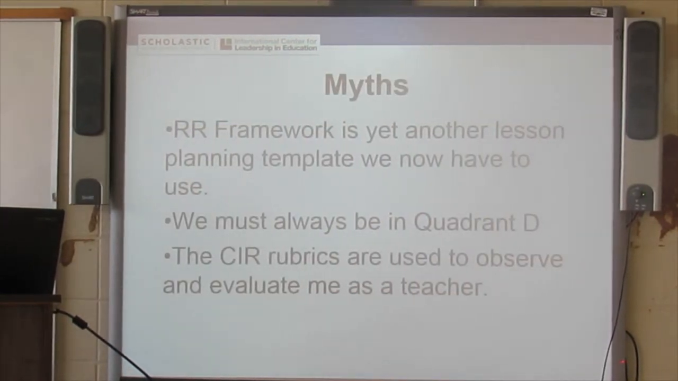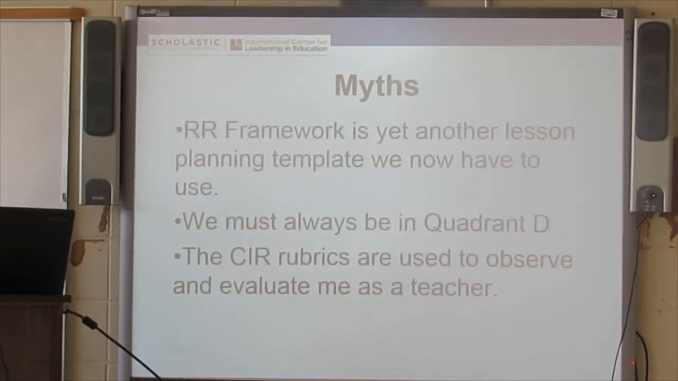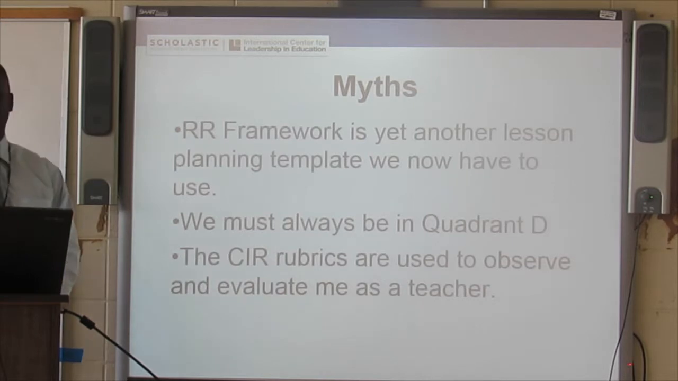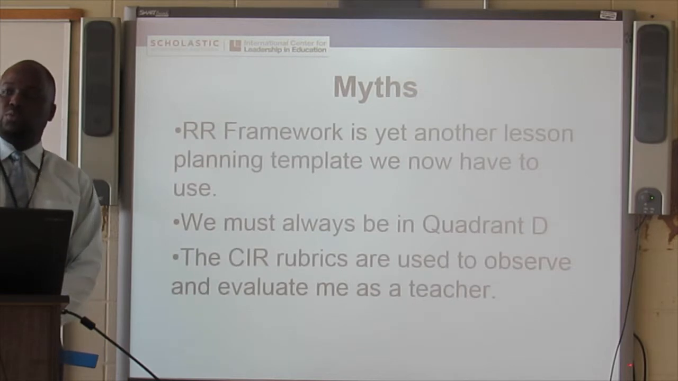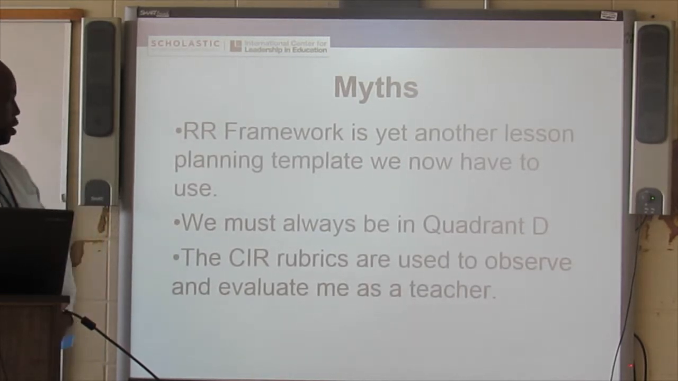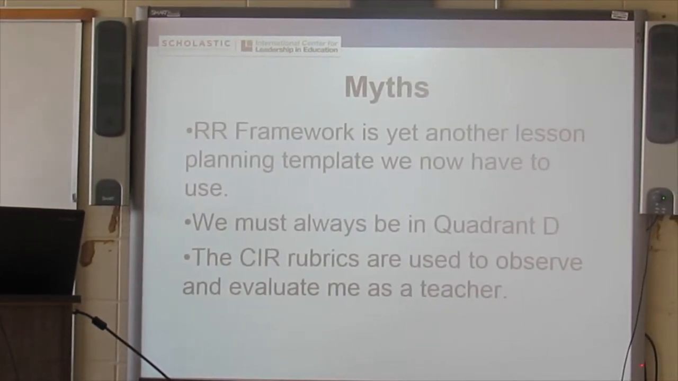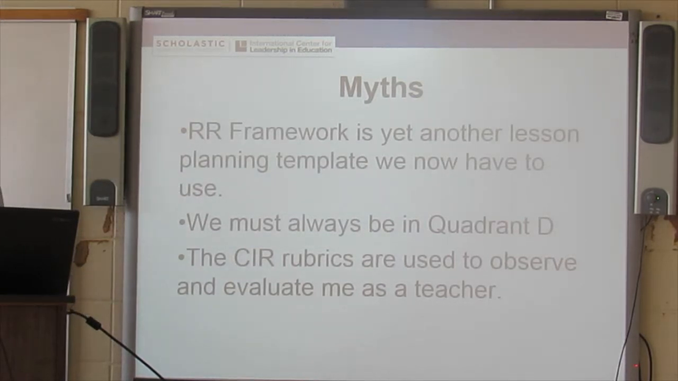Let's talk about some myths. The framework is yet another lesson planning template we now have to use. We must always be in quadrant D. Now you have 4 different quadrants. Of course, you start off with A, then B, C, and D. To get the students to think on a higher level, we always want them to be in quadrant D. All right? The CIR rubrics are used to observe and evaluate myself as well as you as teachers.